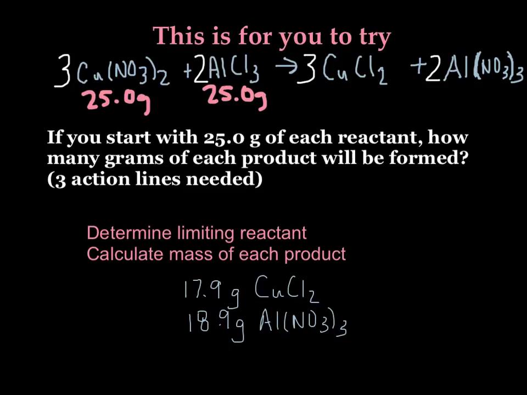You're going to need 3 action lines for sure. I want you to determine the limiting reactant. That takes 2 action lines, and then the mass of each product. Your limiting reactant, when you calculate that, should tell you what one of the masses of the products is, and then a third one would work. Here's the answers I got, so you see if you get those too.